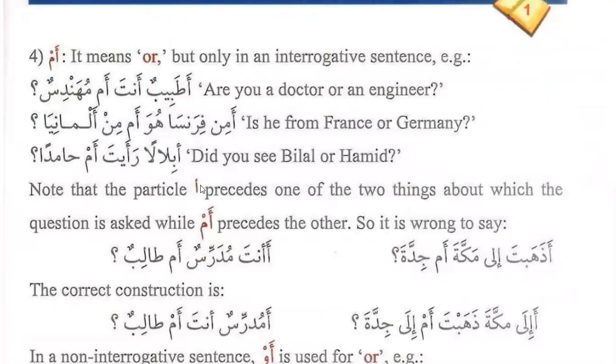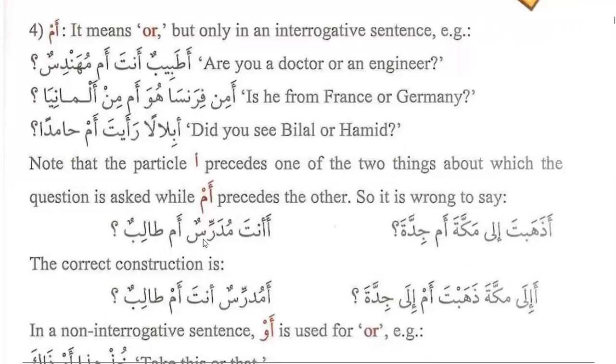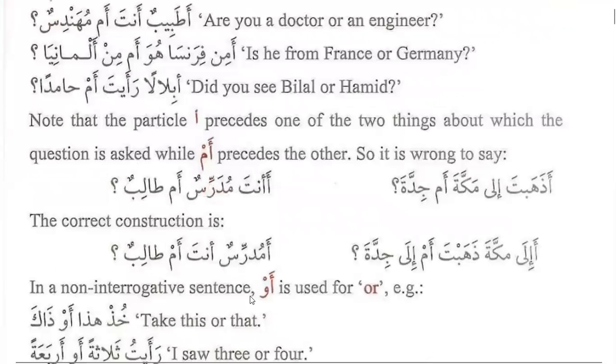Next, we have the word a and the word am. The meaning of a and the meaning of the word am is the same. A is used in questions and aw is used in simple sentences and negative sentences. Meaning of both words is same, but their use is different. A is for questions only, and aw is for simple and negative sentences.